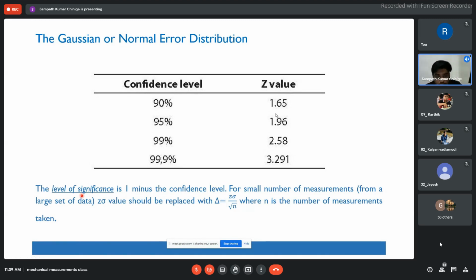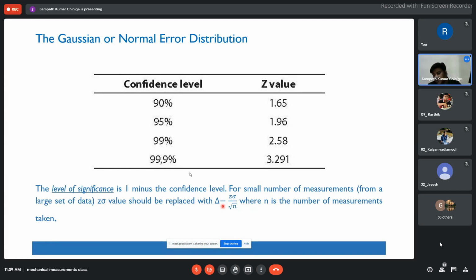Next, I'm going to talk about another term with which people explain or communicate the confidence level: the level of significance. So what do you mean by level of significance? Level of significance is nothing but 1 minus the confidence level. Suppose you are saying that 90% is your confidence level, 1 minus 90% is what? 10%. That is your level of significance. So this is how you will be able to follow the different values.